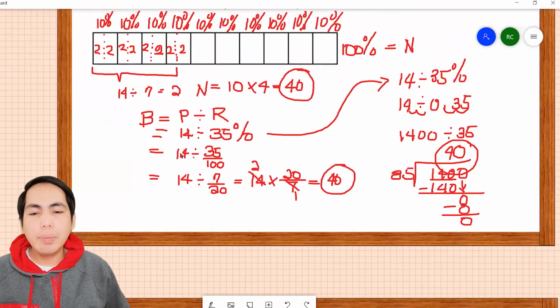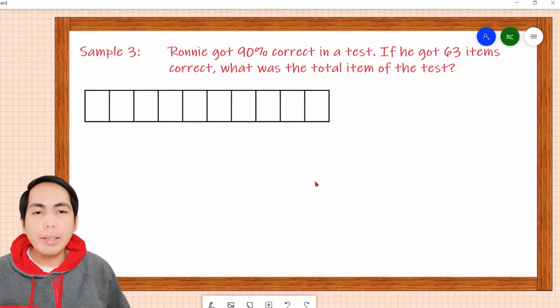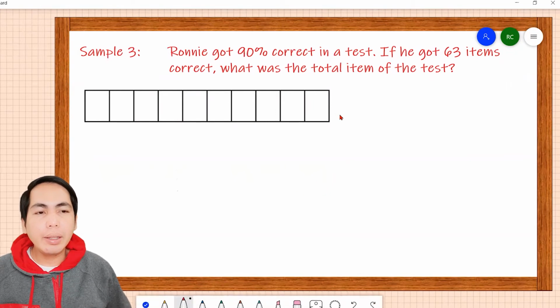So let us have sample number 3. Ronnie got 90% correct in a test. If he got 63 items correct, what was the total item of the test? First is for us to represent the whole test represented by n, and that is equivalent to 100%.